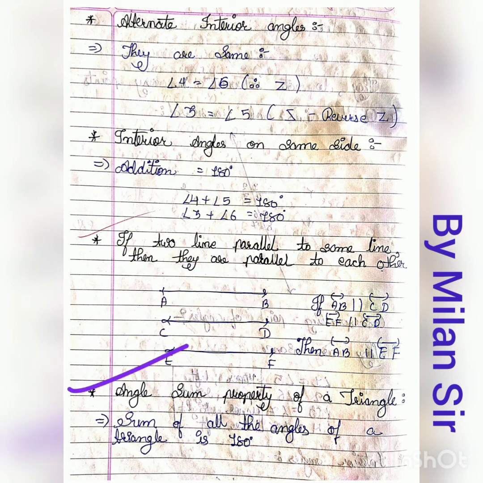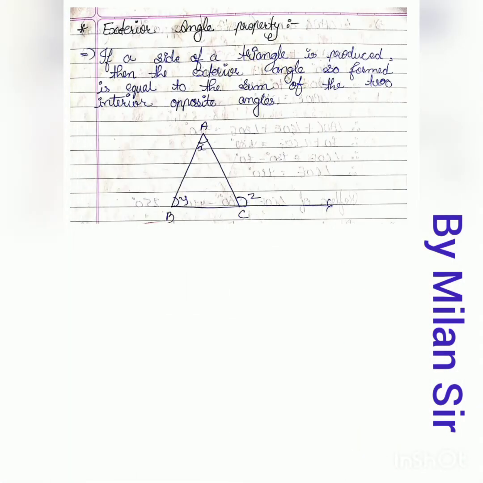After that, angle sum property of a triangle that we already learned in standard 7 and 8. Sum of all the angles of a triangle is equal to 180 degrees. Sum of all the interior angles of a triangle is equal to 180 degrees. And the last one is exterior angle property. If a side of a triangle is produced, then the exterior angle formed is equal to the sum of the other two interior opposite angles.